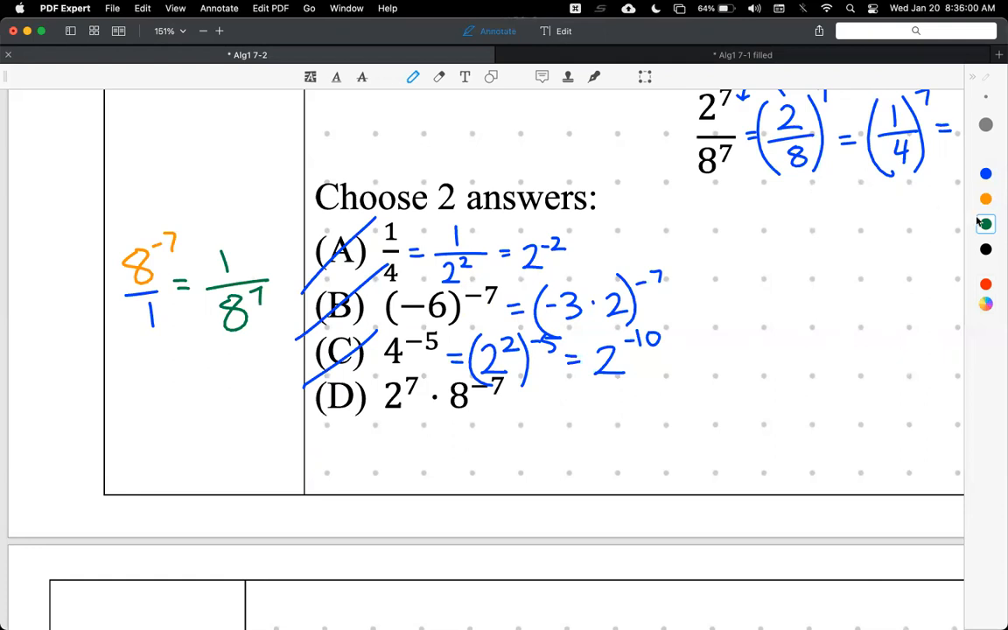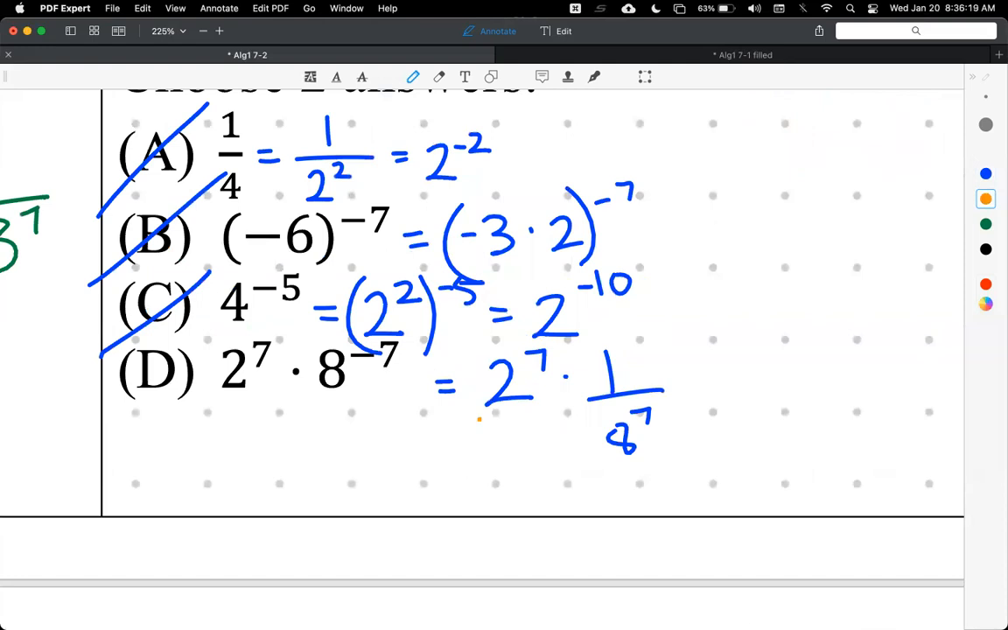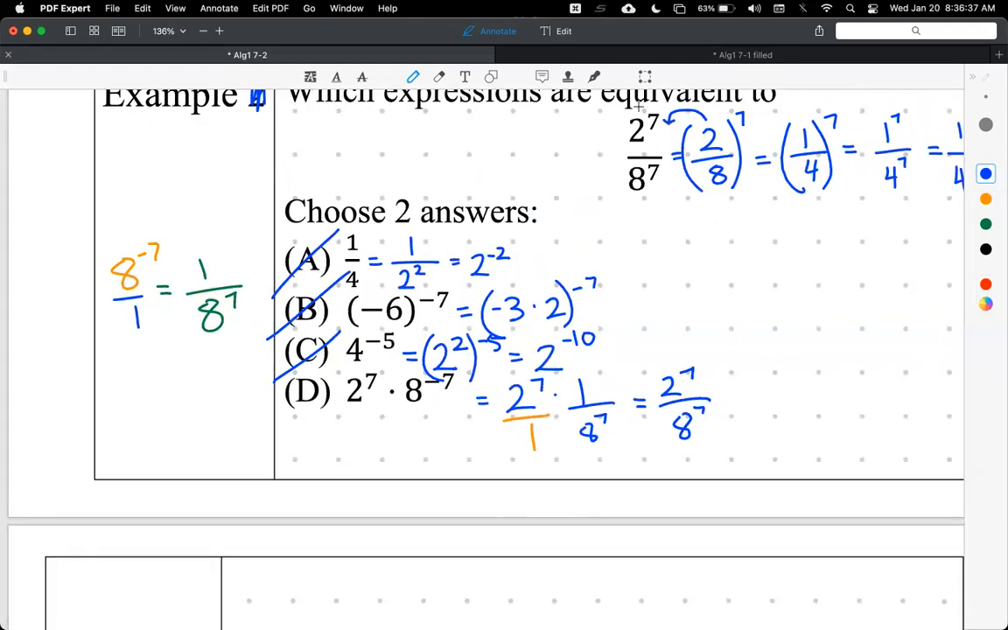So I can rewrite this problem as 2 to the power of 7 times 1 over 8 to the power of 7. And just like I did before, I can write anything over 1. And when I'm multiplying, you just multiply straight through, like multiplying fractions. So the numerator is going to be 2 to the power of 7. The denominator is going to be 8 to the power of 7. And I'm done, because look at what the question was asking. 2 to the power of 7, 8 to the power of 7. I don't even need to do anything else. I'm done. The correct answer here is D.